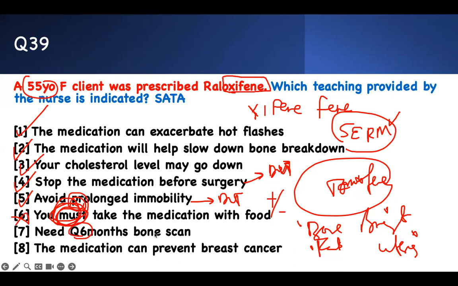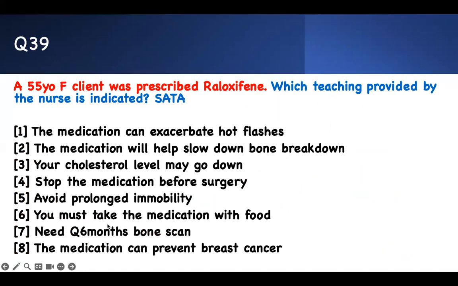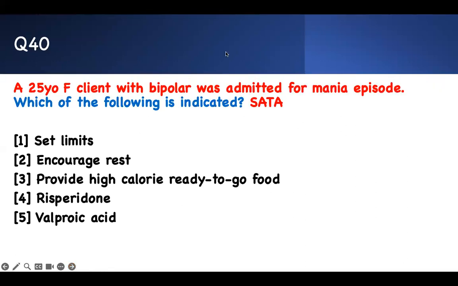We got to check your bone scan and make sure your bone scan is better. The medication can prevent breast cancer. Yeah. So 1, 2, 3, 4, 5, and 7 and 8. 6 is the wrong answer. Pay attention to the name.